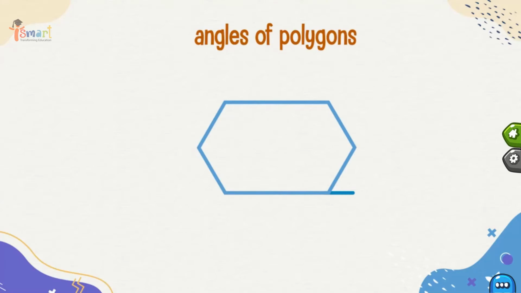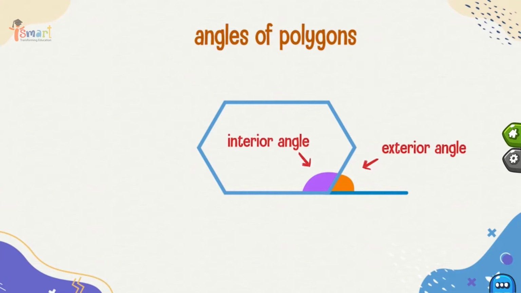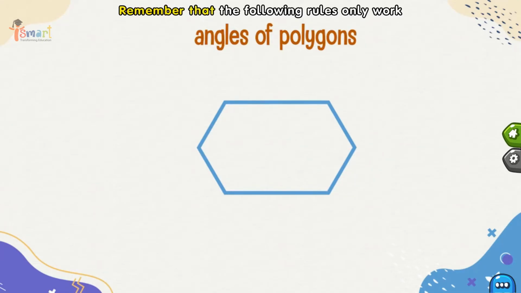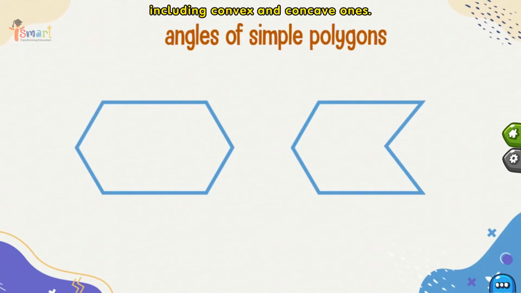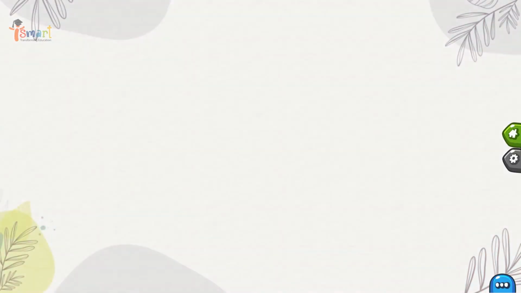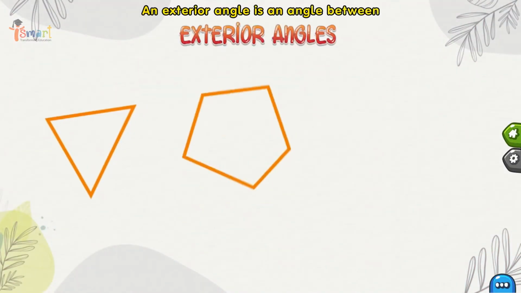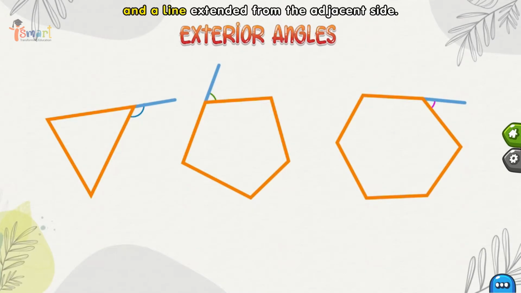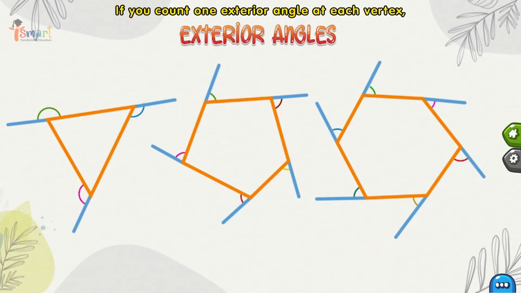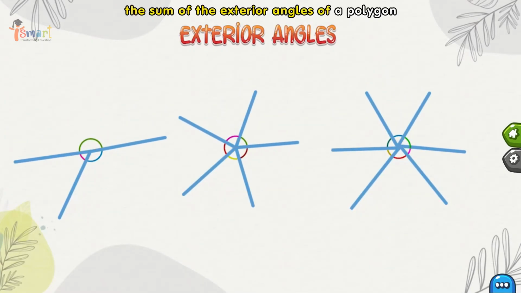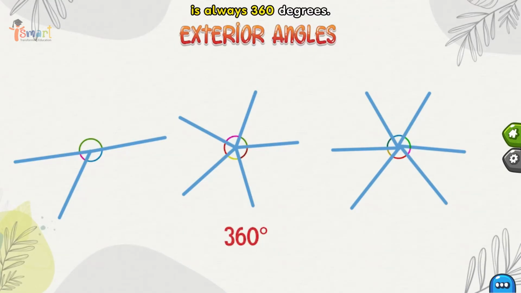When working with polygons, you may need to find exterior angles as well as interior angles. Remember that the following rules only work for simple polygons, including convex and concave ones. However, the examples of convex polygons are much easier to understand. An exterior angle is an angle between any side of a shape and a line extended from the adjacent side. If you count one exterior angle at each vertex, the sum of the exterior angles of a polygon is always 360 degrees.